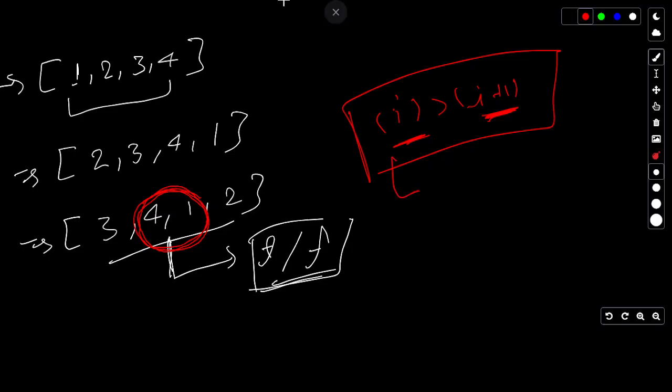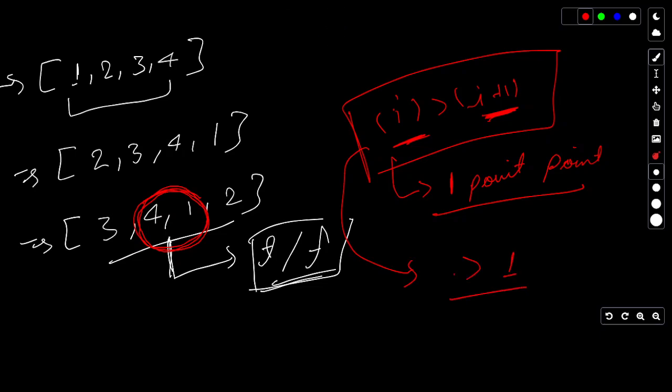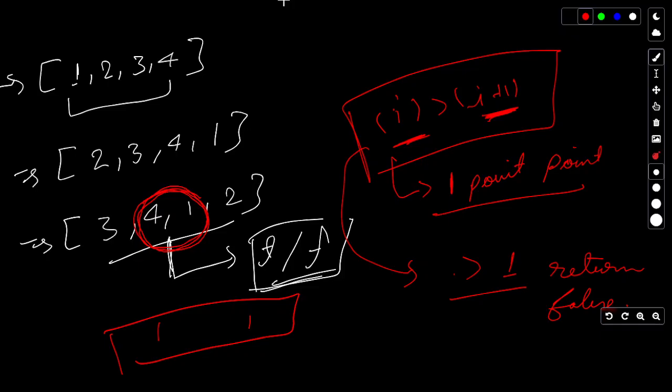How many of these relations can there be at this point? There can only be one pivot point. So if the number of these kind of relations is greater than 1, we can return false. That means the array has two pivot points, which means the array is not sorted.